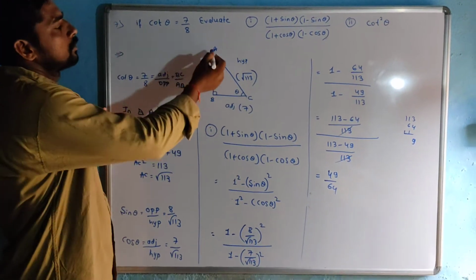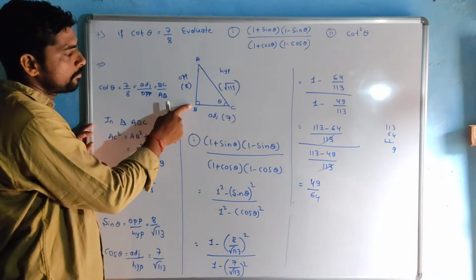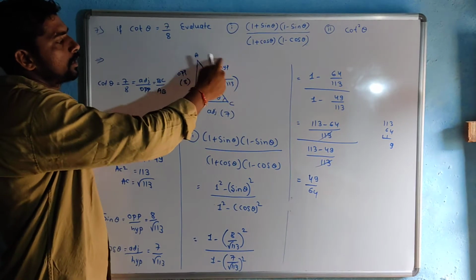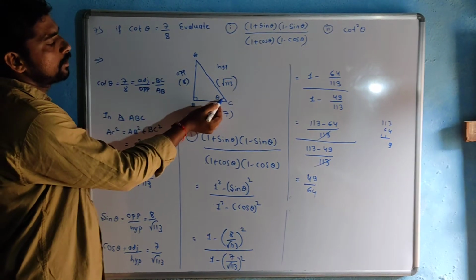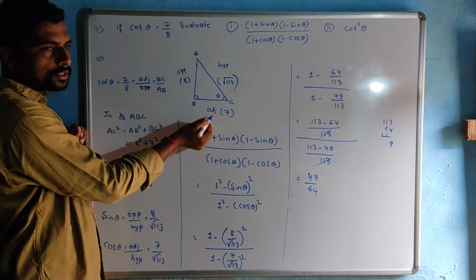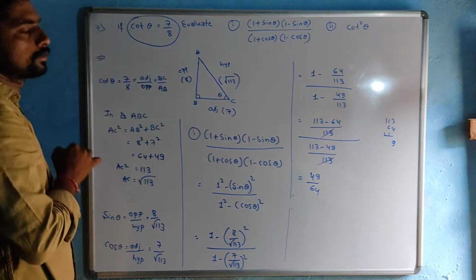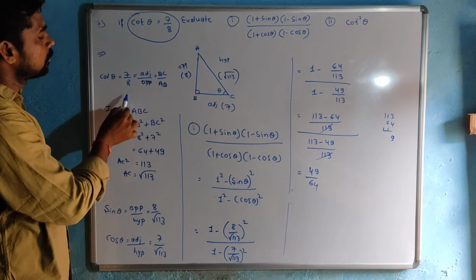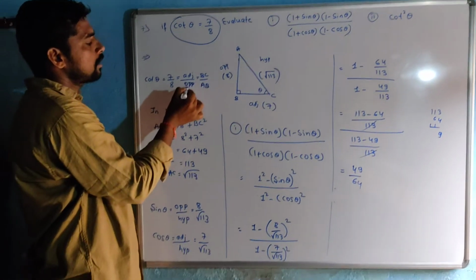See here, this is a triangle ABC. I take angle B as 90 degrees. Therefore, this is the opposite side. AC is the hypotenuse. I indicate angle theta here. Angle C is the angle theta. This is the opposite side. This one is the adjacent side. It is given cot theta is equal to 7 by 8. See here, 7 is the adjacent, 8 is the opposite.